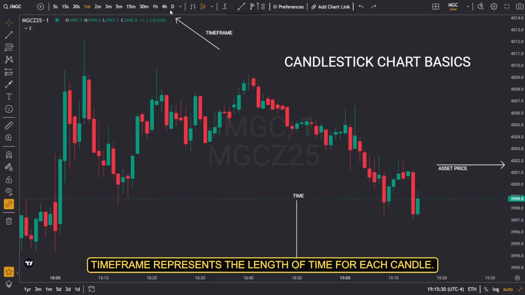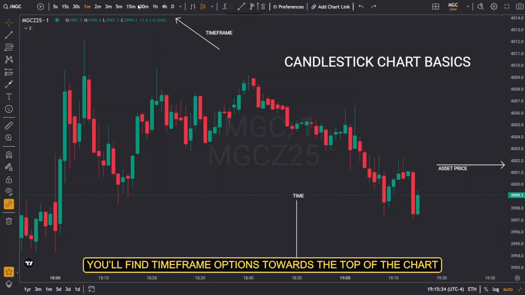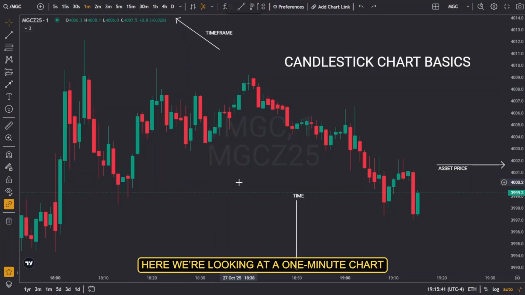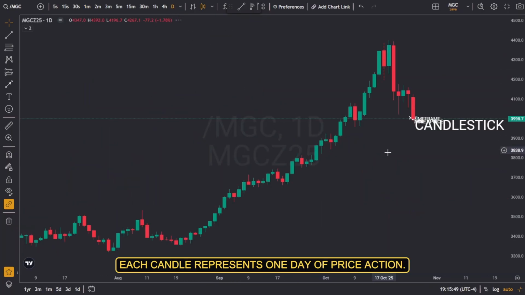Time frame represents the length of time for each candle. Generally, you'll find time frame options towards the top of the chart or in a drop-down menu. For example, here we're looking at a 1-minute chart, meaning each candle is 1 minute long. If I switch it to a daily chart, each candle represents 1 day of price action.